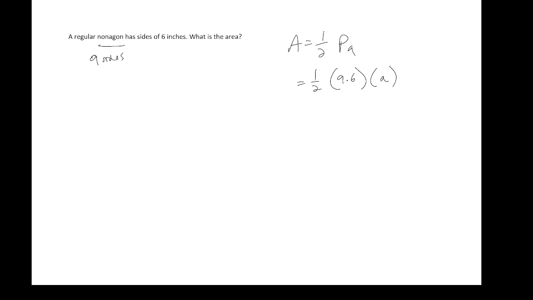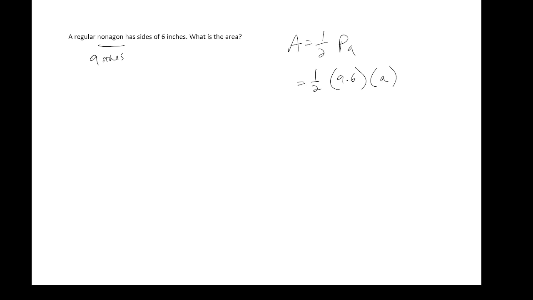All right, well, remember, for all regular polygons, the same formula: area is equal to 1/2 of the perimeter times the apothem. Well, we can find the perimeter quickly, right? Nonagon means 9 sides. So if it's all 6 inches, 9 times 6, and then we still have to multiply times the apothem. So that's what we have to find out.